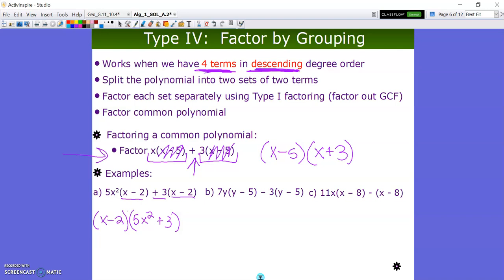All right, if you went ahead and practiced that, for letter B, our greatest common factor is going to be y minus 5. And what we have left over is 7y minus 3. For letter C, our greatest common factor is x minus 8. And let's see what we have left over here.